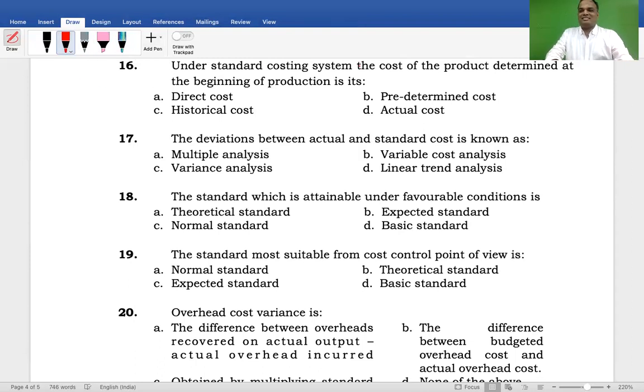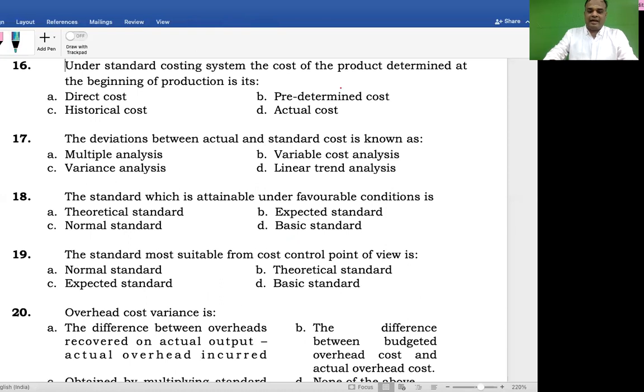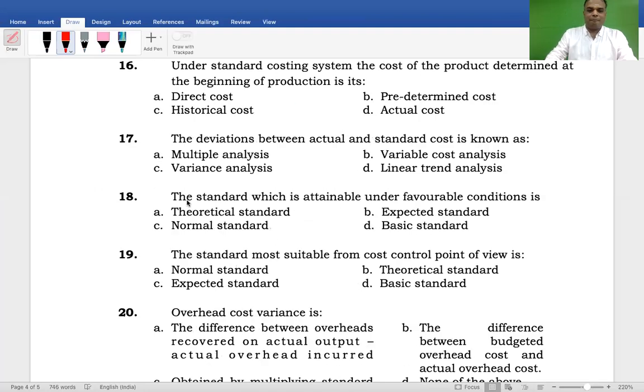Under the standard costing system, the cost of a product determined at the beginning of the production is its: direct cost, predetermined cost, historical cost, actual cost. Predetermined cost. Why is it predetermined cost? Because well in advance we are fixing it. That's why predetermined cost is the correct answer.